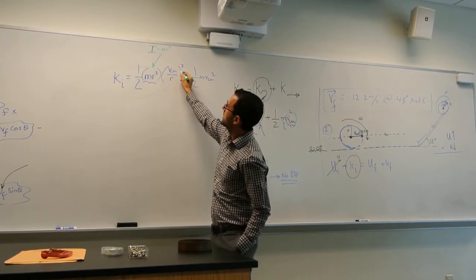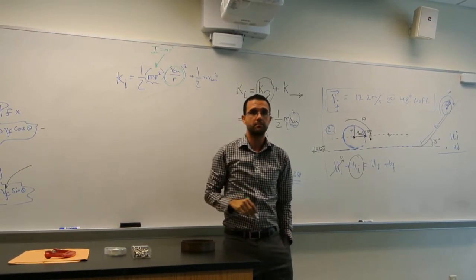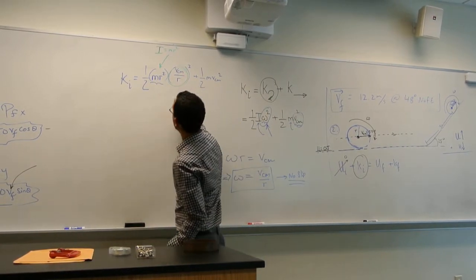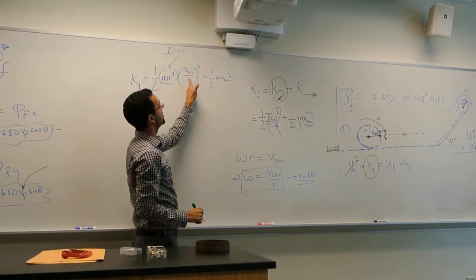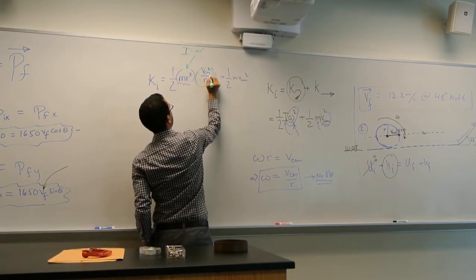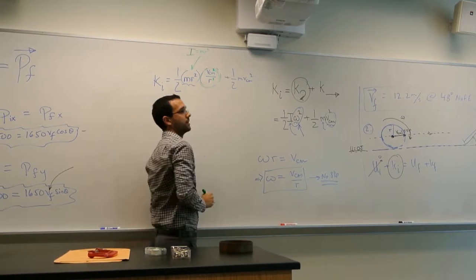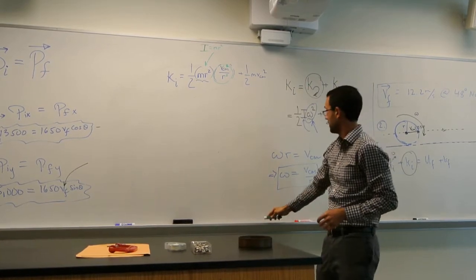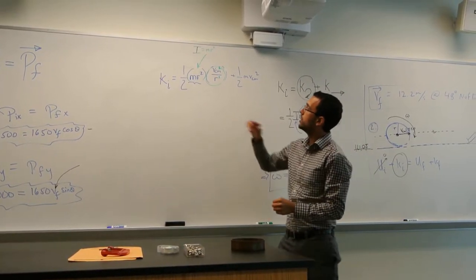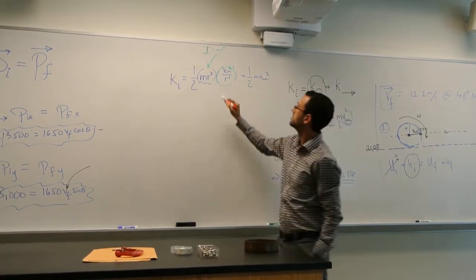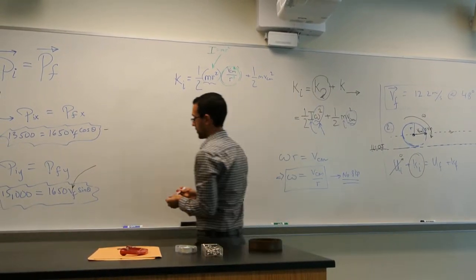And this is always true as long as there's no slipping involved. So that would be VCM over r for omega, and then the whole thing is squared. Now, you have to remember from math that if I square a fraction like this, it's the same as squaring the numerator and the denominator simultaneously. So I have VCM squared over radius squared. The first thing you'll notice is, what happens to the r squareds? They cancel. Very good.